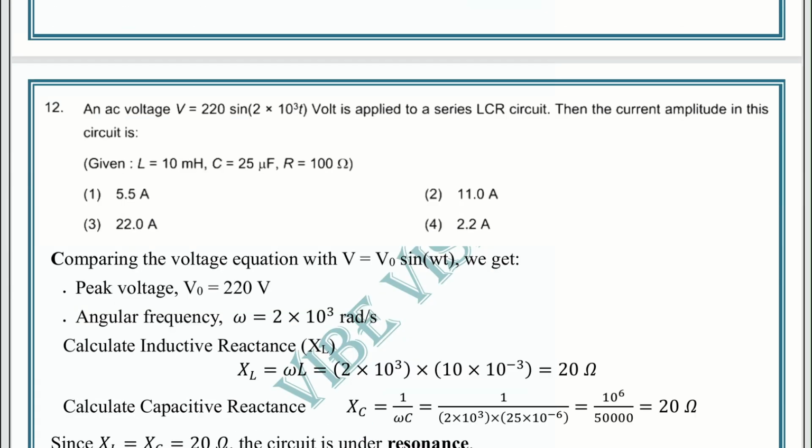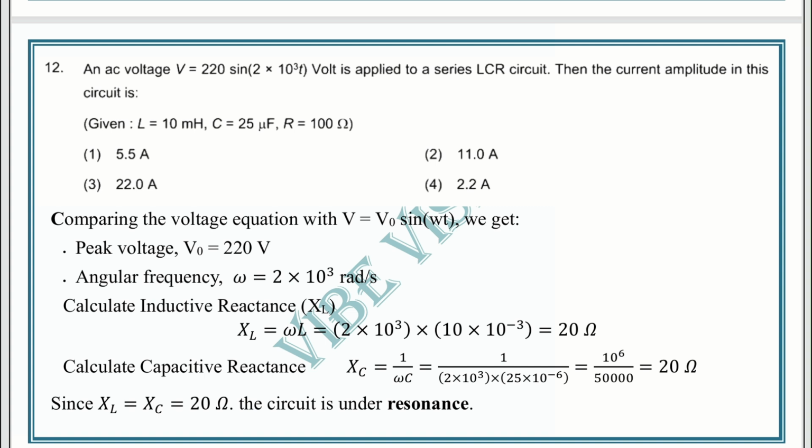Okay, now coming to the 12th question. In the 12th question, the voltage V equal to 220 sin (2 into 10 to the power 3 t) volt is applied to a series LCR circuit. Then the current amplitude in this circuit, so we have to find I. We know V equal to IR, or I equal to V by R. So what will be the V? V is the total amplitude of voltage, that is 220 by R.